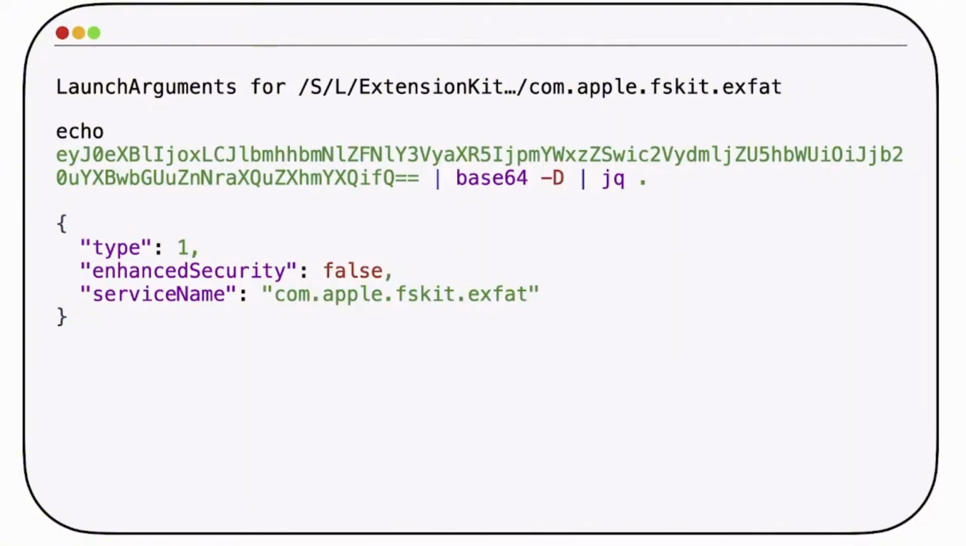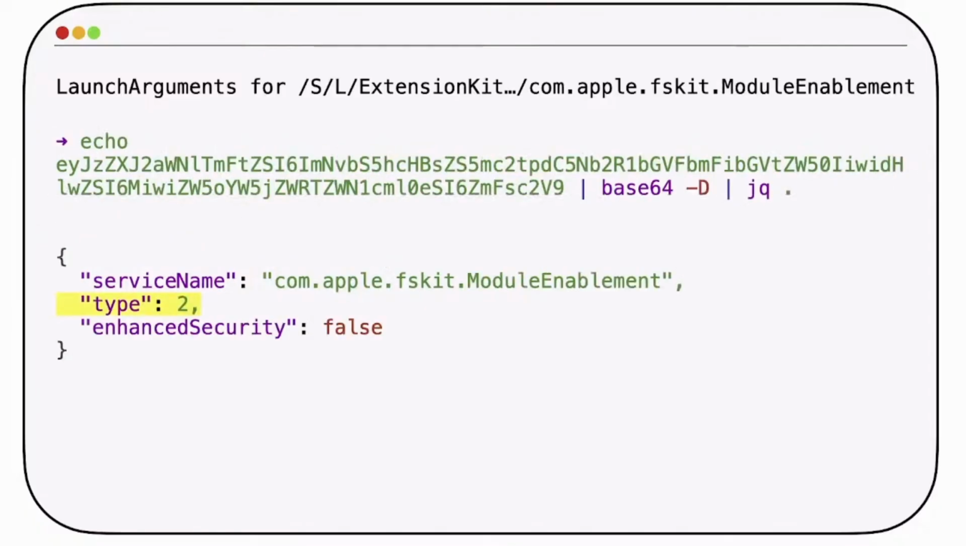There's another FSKit meta module, which does module management. Here, also, the launch arguments are base64 encoded, but here the type is 2. Again, I don't know. I haven't really looked into it, but it's something to look into.